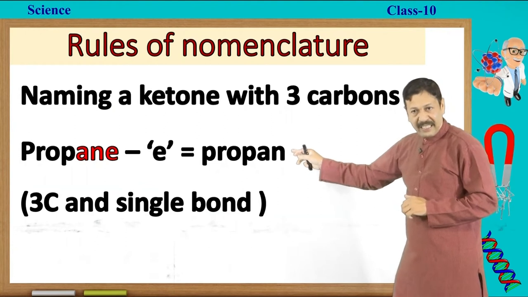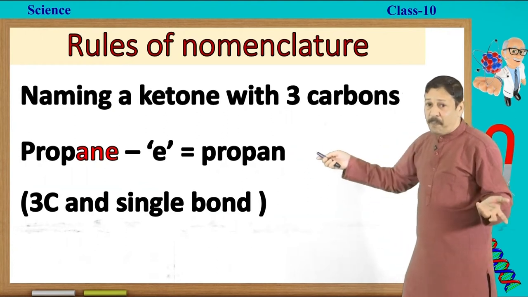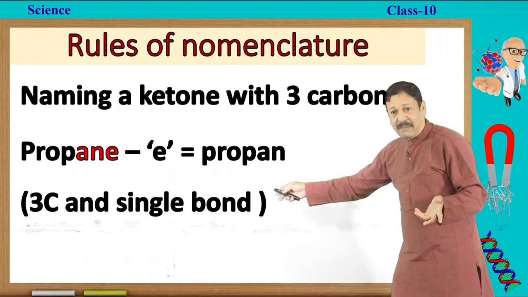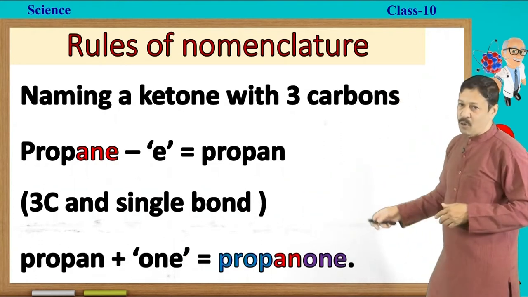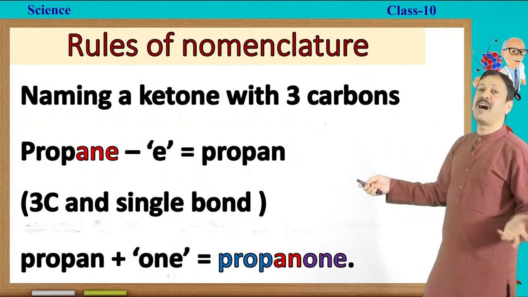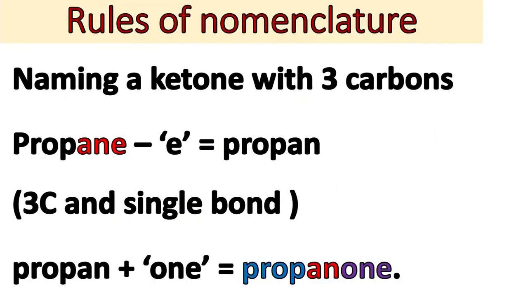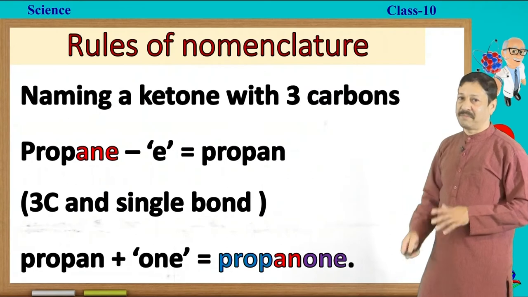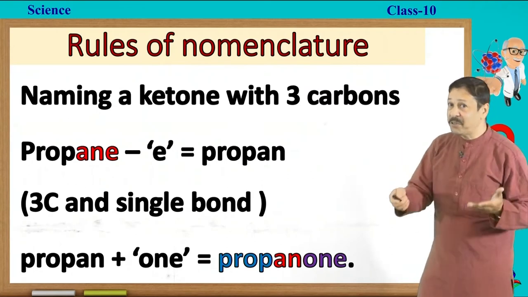So you are seeing here E is removed. Prop means 3 carbon and an means single bond. So, propane plus one, propanone. This is how to name the organic compound. Yes, I think you understood this one.